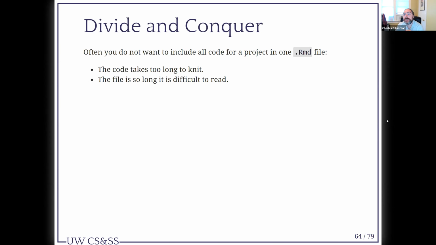Okay, so often you don't want to include all the code for a project in a single RMD file. Reasons for this are the code is going to take too long to knit. Maybe you've got some big Bayesian models or something like that. They take forever. You're working with big data. It takes too long to knit. Another thing is it ends up being so long it's difficult to read. I don't like RMD files to get super big unless they're slides where I have no choice. You might want to break it out into multiple files. That is, you might want to divide and conquer.